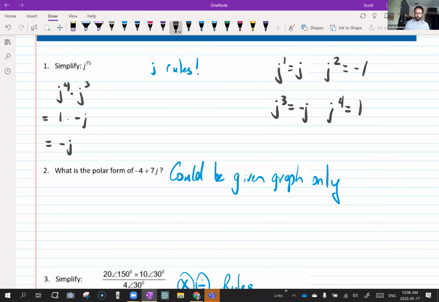So you should review how to get those. The first thing, you should make sure that you know what's the highest power of 4, or multiple of 4, that fits into this. It would be 72. So I think of this and say, hey, this is the exact same thing as J to the power of 72 times J to the power of 3. And J to the power of 72 is the exact same thing as J to the power of 4 because they're multiples of 4. You can just go back to the smallest version, which is J to the power of 4, and then simplify it.